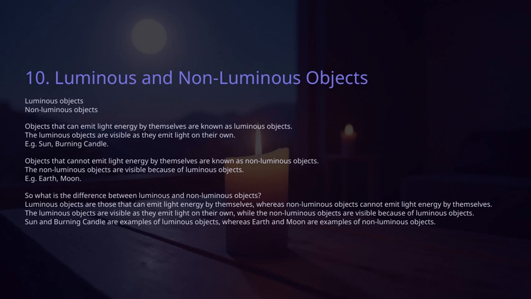On the other hand, non-luminous objects cannot generate light on their own. They are visible only because they reflect light from luminous objects. For example, the Earth and the Moon are non-luminous. We see them because they reflect sunlight. So, the key distinction is that luminous objects emit their own light, while non-luminous objects require external light sources to be visible. This concept ties into the overall theme of understanding how light interacts with different objects around us.